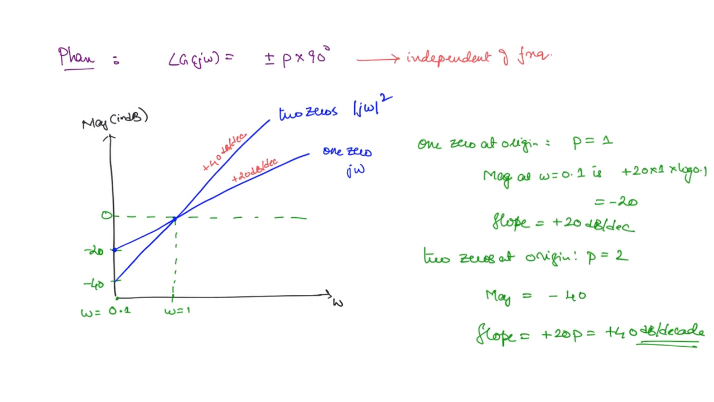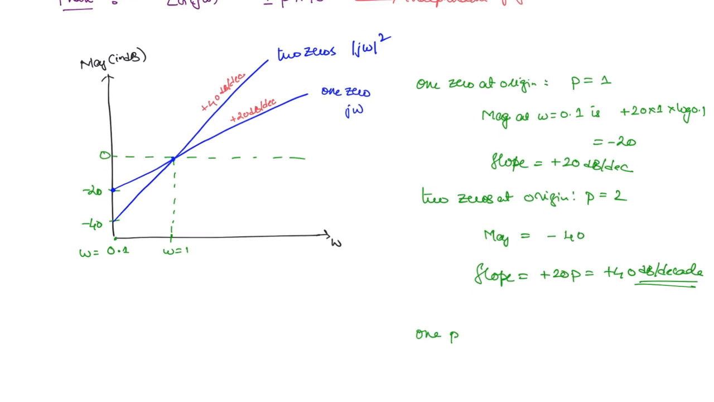What about the case when there is a pole at the origin? One pole at the origin.